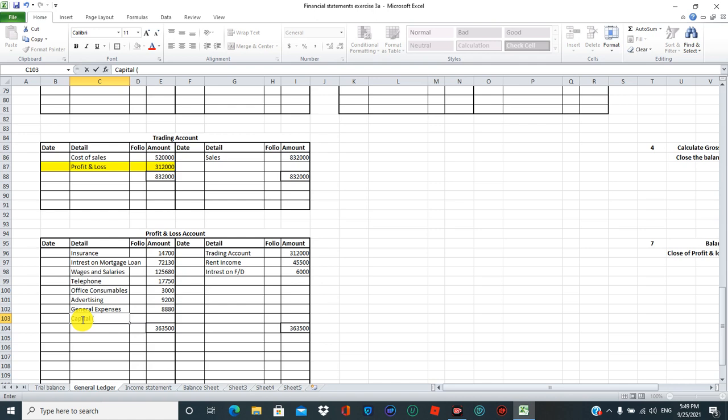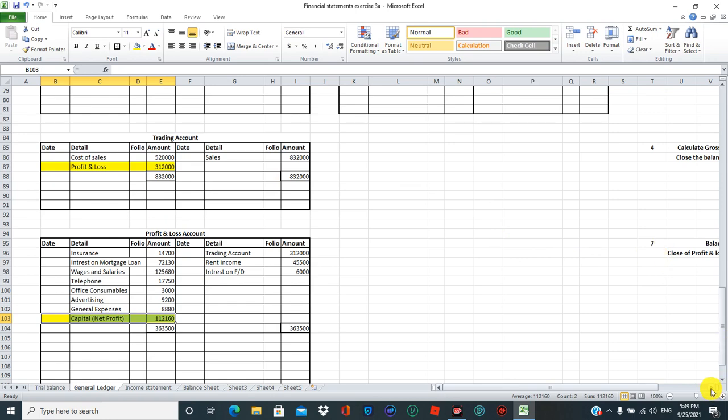Now remember, in your profit and loss account, if you've got a debit balance, it's a net profit. If you've got a credit balance, that will be a loss. Okay, so when you balance your profit and loss account, it's 112160. Okay, I'm just going to highlight it so that you know that is the balancing amount.